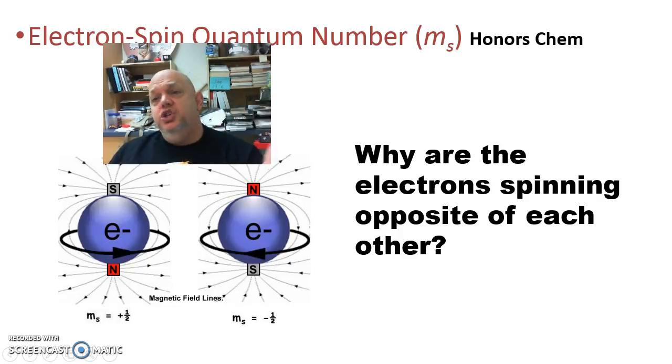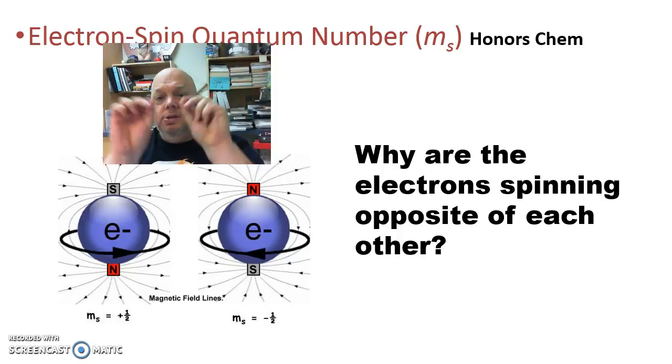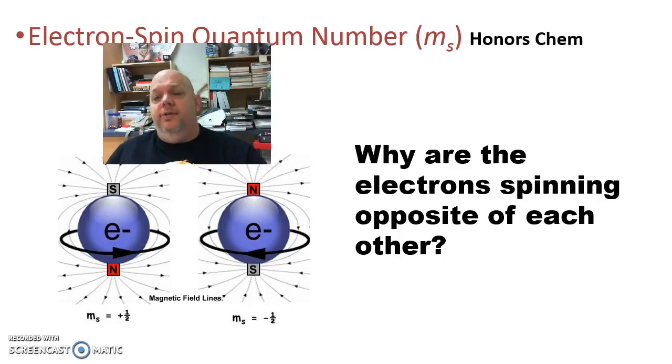Now, the designation, Honors Chem, you're responsible. There's plus 1/2 and minus 1/2. Okay? Now, why those designations? They have their reasons. But the plus 1/2 means the electron is spinning counterclockwise, while the other electron has a negative 1/2 and is spinning clockwise. So it's like this. They're spinning opposite of each other. So there are two possible values, plus 1/2 and minus 1/2.